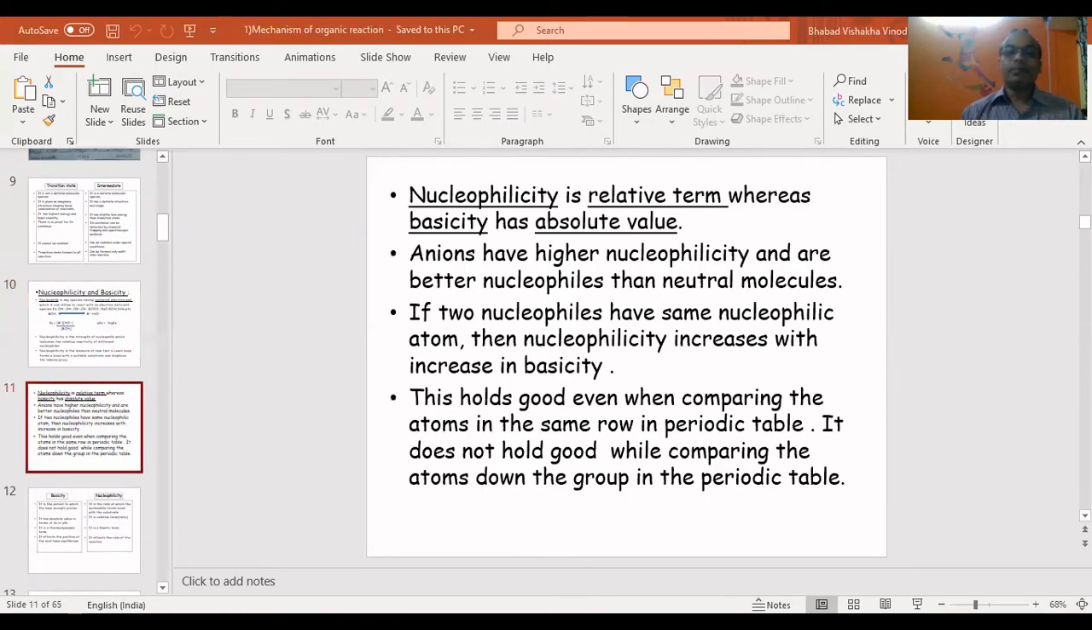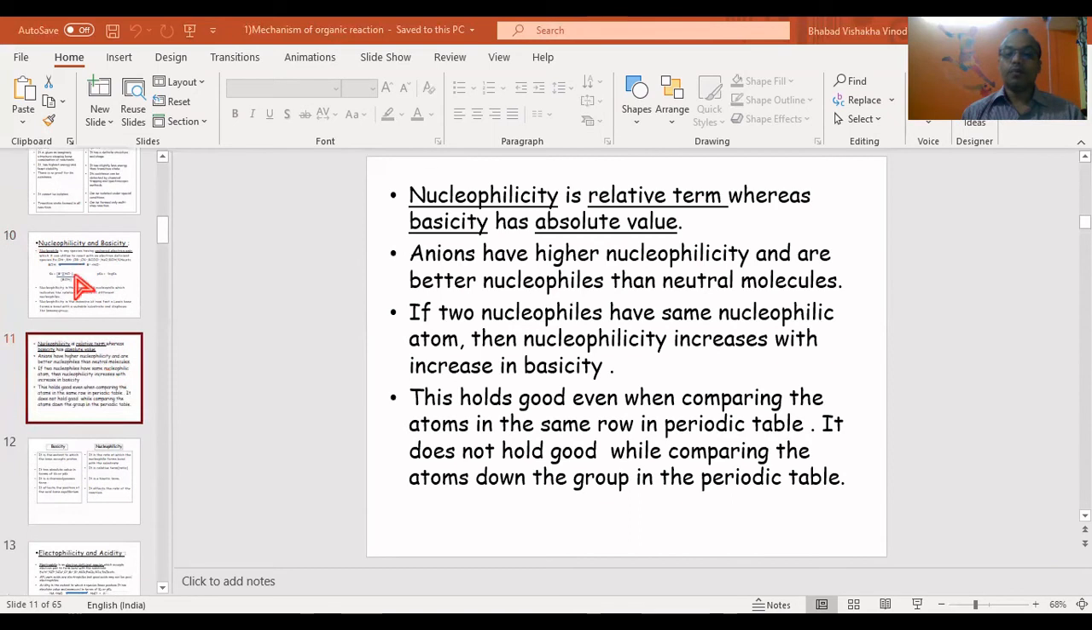Nucleophilicity is a relative term, whereas basicity has absolute value. Anions have higher nucleophilicity and are better nucleophiles than neutral molecules. If two nucleophiles have the same nucleophilic atom, then nucleophilicity increases with an increase in basicity. This holds good even when comparing the atoms in the same row in the periodic table. It does not hold good while comparing the atoms down the group in the periodic table.